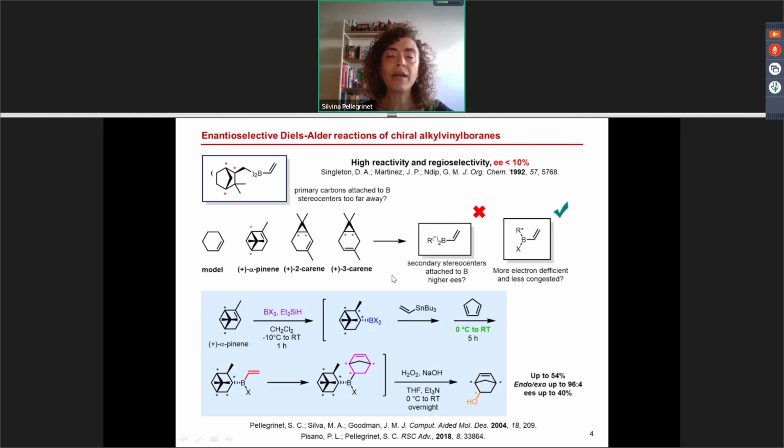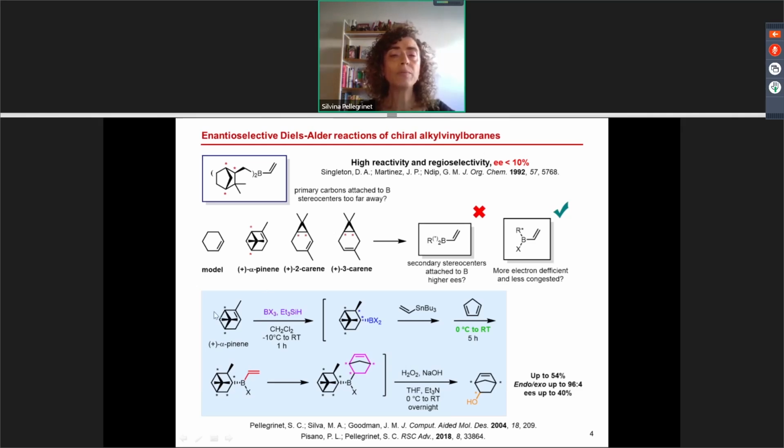NMR gave us some hints as to what was going on, and we observed some protodeboronation reactions. So we believe that the problem was that these boranes were too congested. After that, we decided to leave only one chiral ligand on the boron atom and leave one halogen atom also on the boron. This would give a more electron deficient and less congested borane.